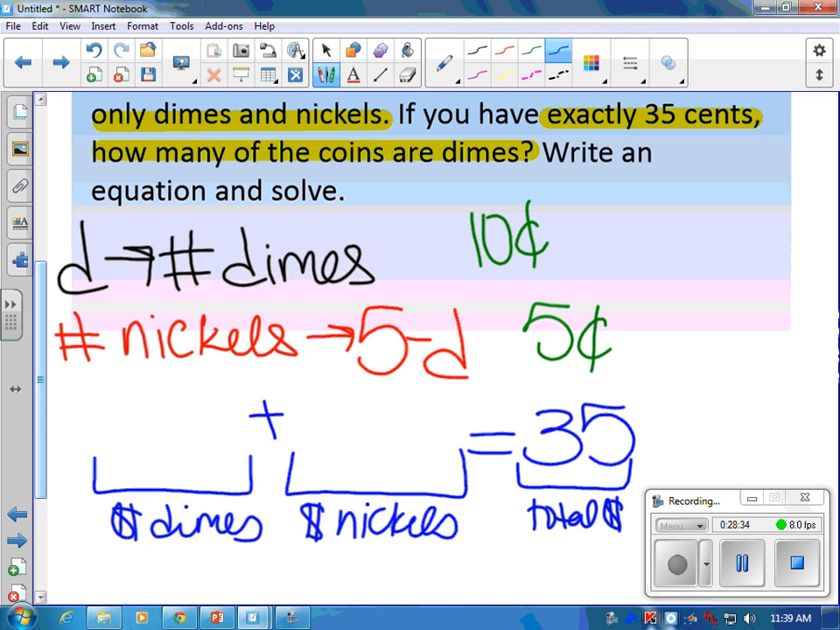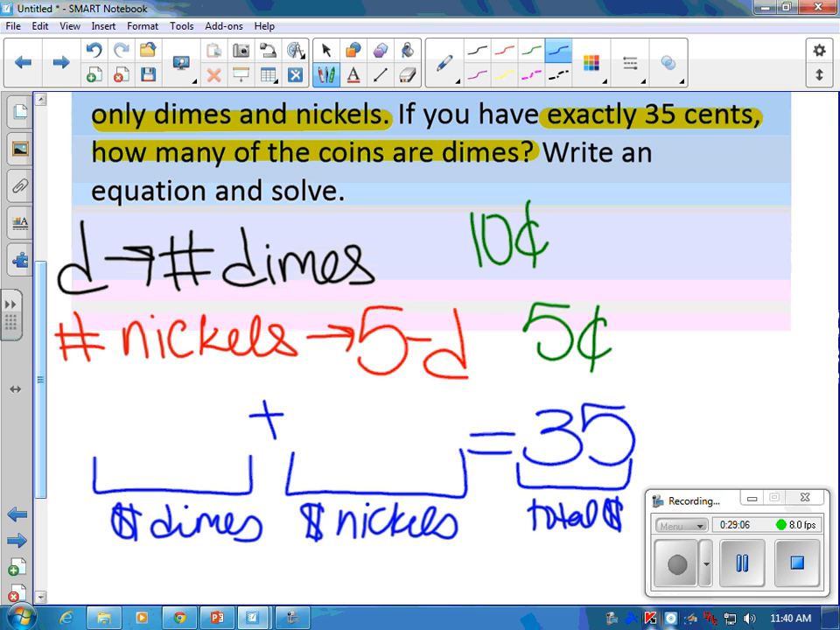How am I going to represent the money that I have in dimes? If we have 5 dimes, how much money do you have? Okay, where'd you get that number from, Joe? Okay, we took 10 times 5 and got 50 cents. So if I have D dimes, how much money do I have in dimes, Zach? What do I have to do with the 10 and the D? I have to multiply them.